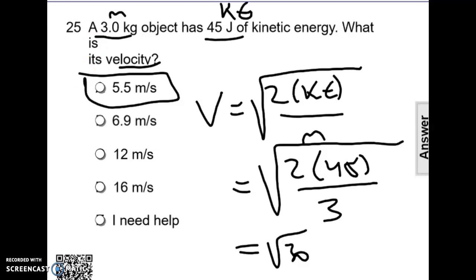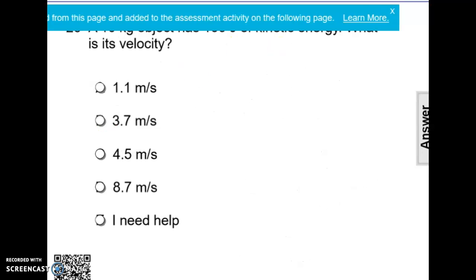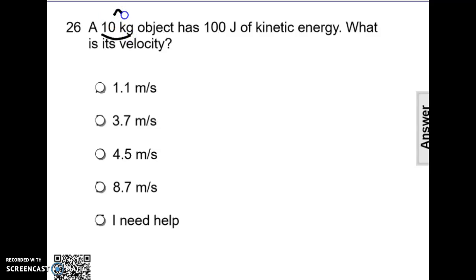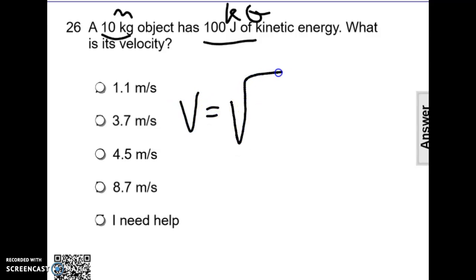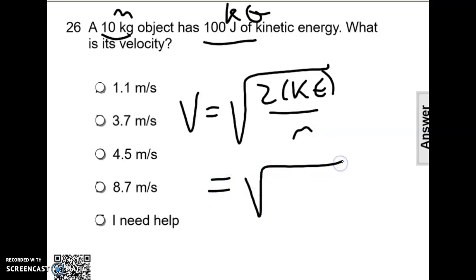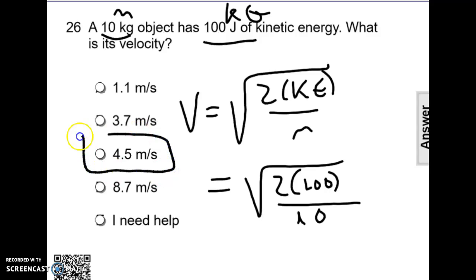Let's go ahead and I believe there's probably one more problem, and then I want to stop. Yep, which is the same thing right there. Now we know the mass. We know the kinetic energy. Let's go ahead and look for the velocity. The velocity is equal to the square root of 2 times the kinetic energy divided by the mass, which is equal to the square root of 2 times 100 divided by the mass, which is 10. So this will be the square root of 20. Let me do that in my calculator real fast, and I get about 4.5 meters per second.